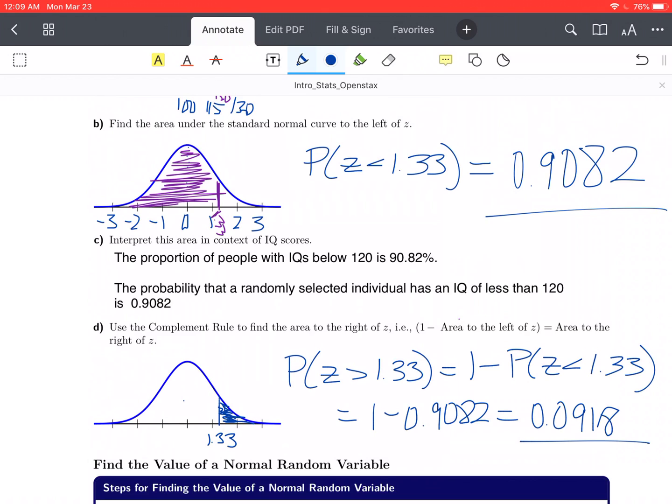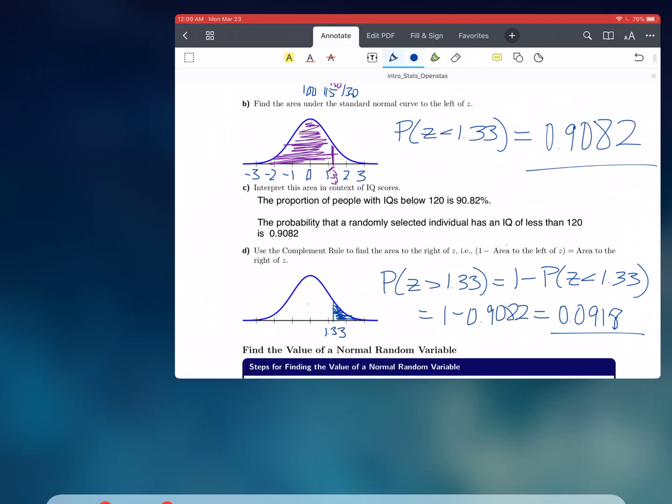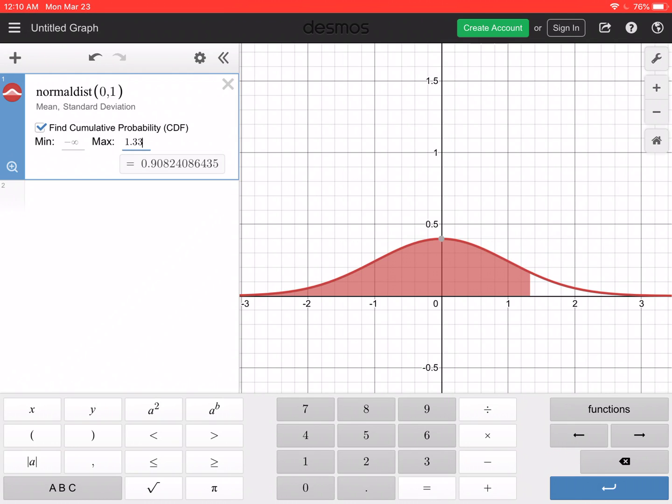And of course, if we wanted Desmos to take a look at this for us, we could do that as well. So instead of making the maximum value 1.33, we make the minimum value 1.33. Notice Desmos is taking that area above, and we have 0.09175, right? So that rounds to 0.0918, which is exactly what we got before.